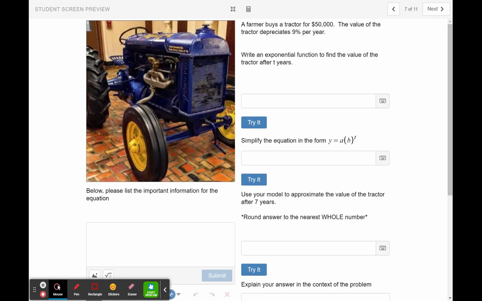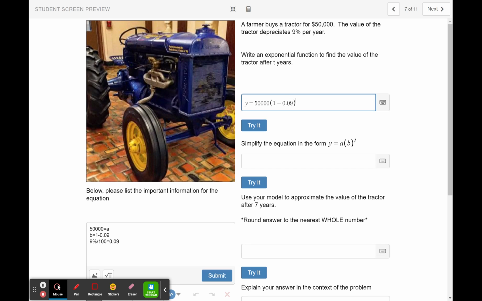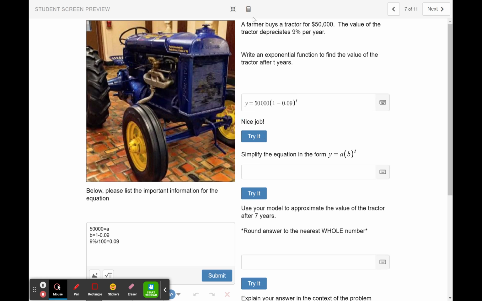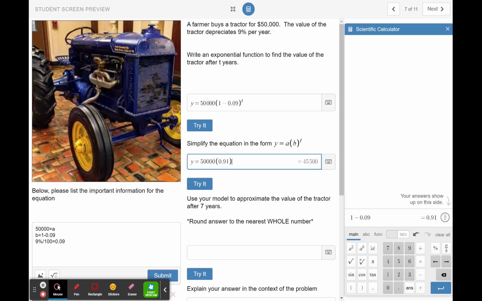All right, so for the next one, depreciates, once again, that means we're taking away from the value of the tractor. So if it starts at 50,000, that's going to be your A value. Your B value is going to be the 1 minus, because it's depreciating, 0.09, because 9% divided by 100 gets you 0.09. So you want to put that as y equals the 50,000, and then 1 minus the 0.09, and then raised to the t power. Now all I'm looking for here is you actually minus, so that's 0.91. So y equals the 50,000 again, and then 0.91 raised to the t.